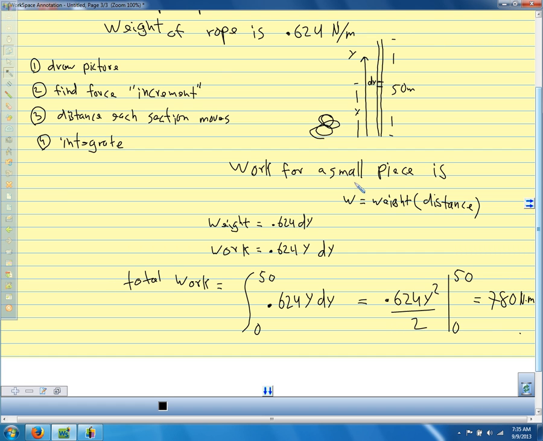Now let me add something to this problem. What if once the rope was extended, so as I pick the rope up, the very first piece, it doesn't take much work to lift the first piece up, but then as I'm lifting it up, I'm extending it more so that I'm lifting more and more of it. What if after I extended it fully to 50 meters, then I wanted to lift it another 10 meters? How would I find the work then? How does that change the problem?